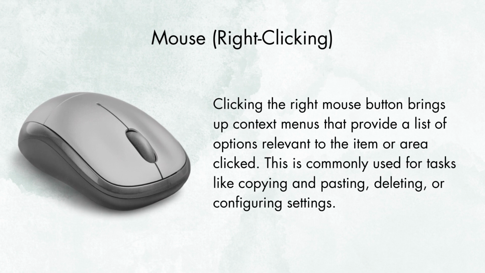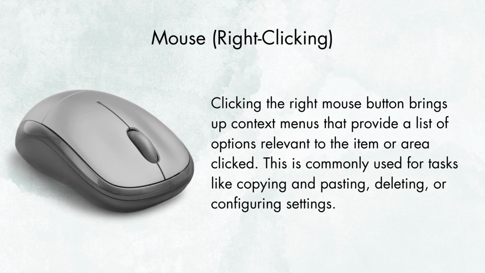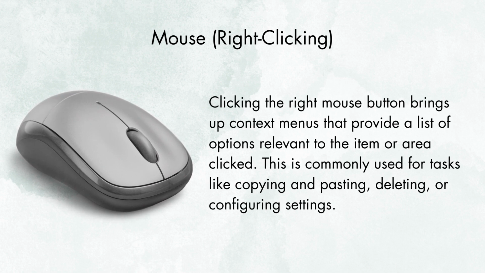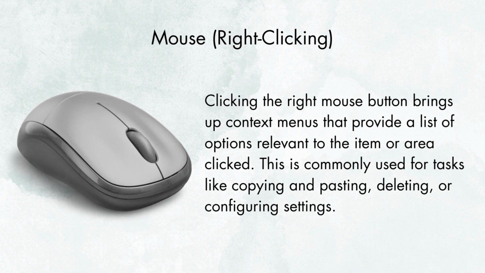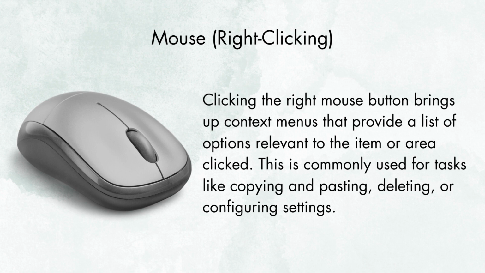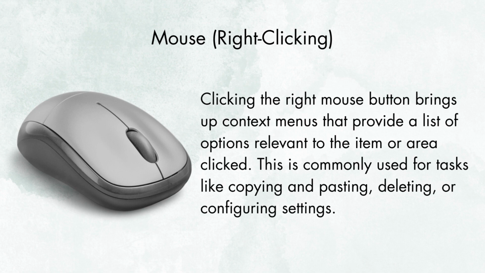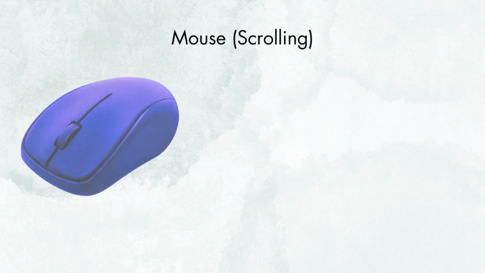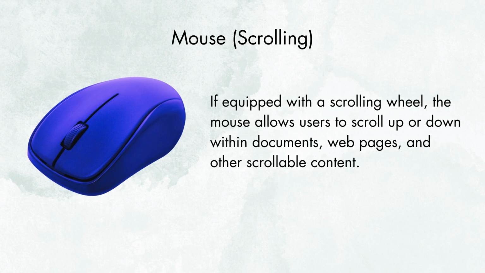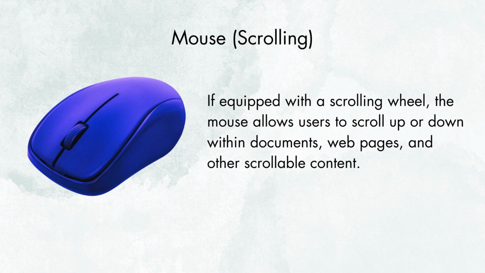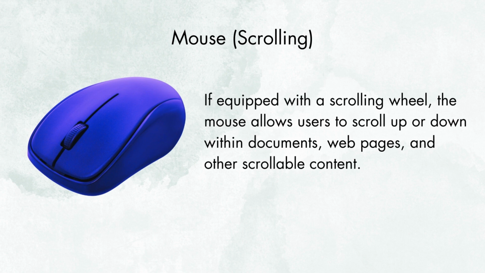Clicking the right mouse button brings up context menus that provide a list of options relevant to the item or area clicked. This is commonly used for tasks like copying and pasting, deleting, or configuring settings. If equipped with a scrolling wheel, the mouse allows users to scroll up or down within documents, web pages, and other scrollable content.